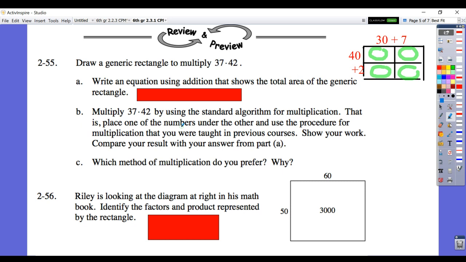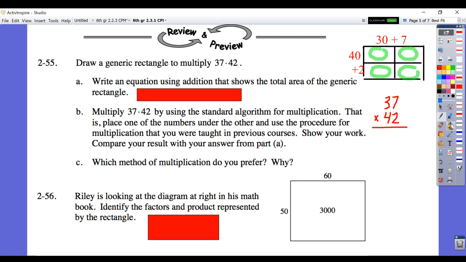And then for part B, they want you to multiply it by the standard algorithm for multiplication. So what they mean by the standard multiplication algorithm is that you're taking 37 times 42 and you're multiplying by the traditional method. So 2 times 7, 2 times 3, don't forget to add your 0 for your place marker, and so on. Compare your answer from what you get here with what you got here, and then see which method of multiplication you prefer and why. And you're allowed to prefer either method. You do not have to prefer the new generic rectangle method.